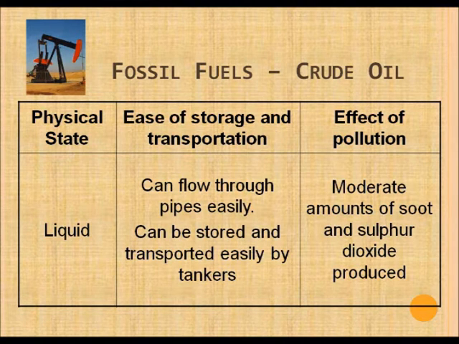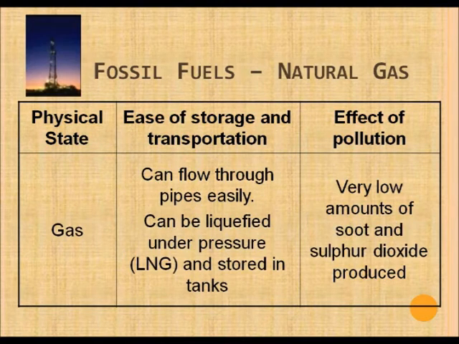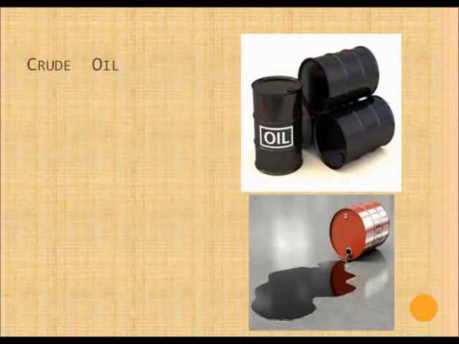When we talk about the combustion of crude oil, we have the effect of pollution, and moderate amounts of soot and sulfur dioxide are produced. Natural gas is a gas in physical state and can flow through pipes easily, and it can be liquefied under pressure and stored in tanks, and very low amounts of soot and sulfur dioxide are produced as the result of combustion of natural gas.